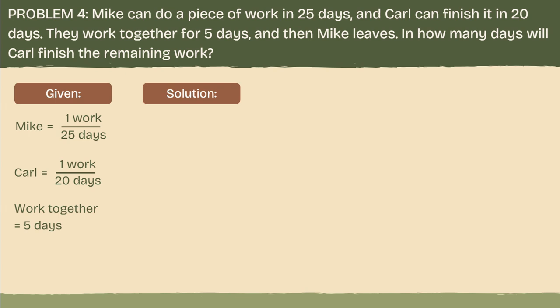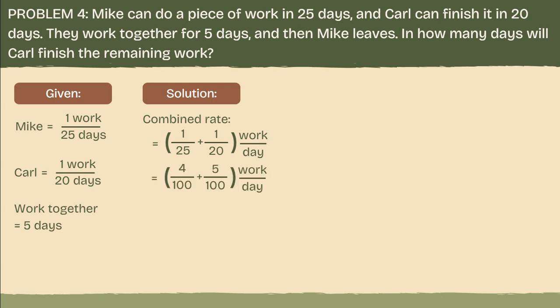To find the number of days that Carl will need to finish the remaining work, we can start by getting the combined rate. That is 1 over 25 plus 1 over 20 work per day. Using the least common denominator of 100, we can rewrite the fractions into 4 over 100 plus 5 over 100. Adding them, we get 9 over 100. This means that together, Mike and Carl can complete 9 over 100 of the work per day.